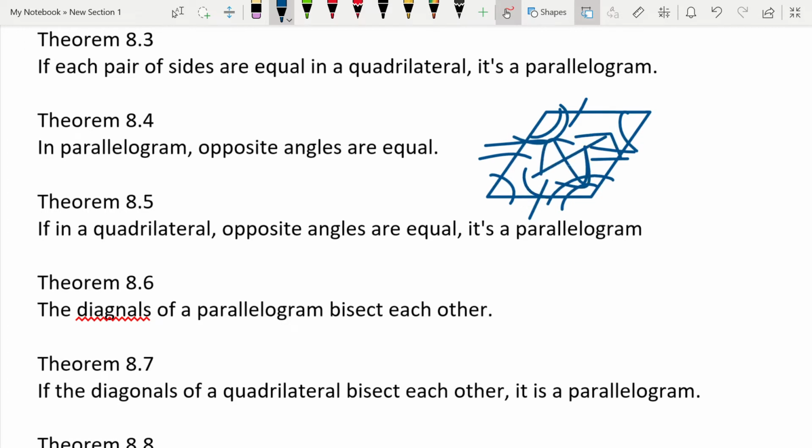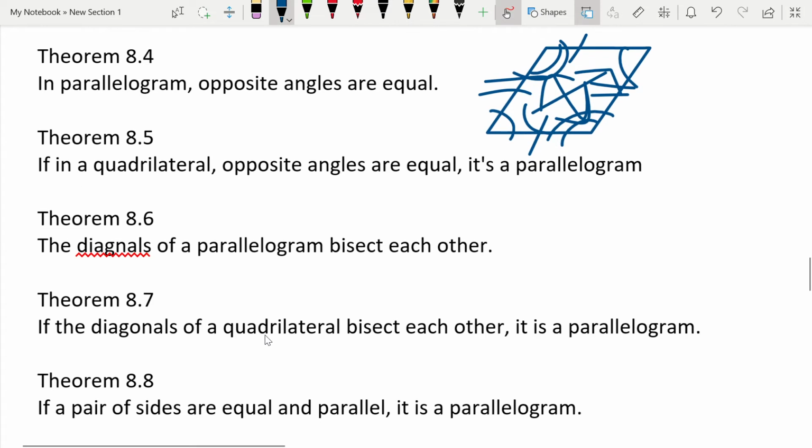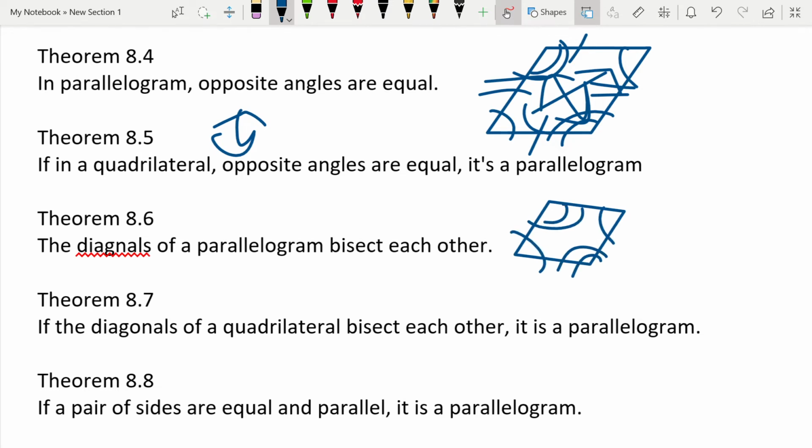Theorem 8.5 says, if in a quadrilateral opposite angles are equal, it's a parallelogram. So just the opposite of this. So if you've got that, if opposite angles are equal, then this is a parallelogram.